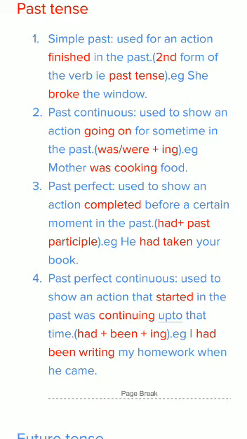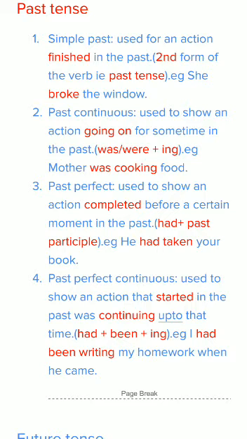The third one is past perfect. We use past perfect to show an action that has completed before a certain moment in the past. The rule is had plus past participle, which is the third form of your verb. Example, he had taken your book. Here, the verb had taken shows that the action has already been done.